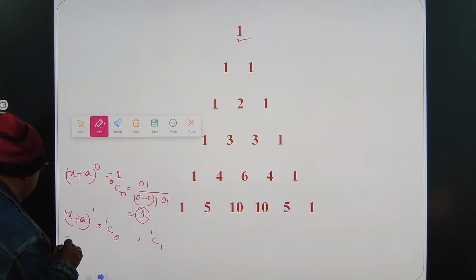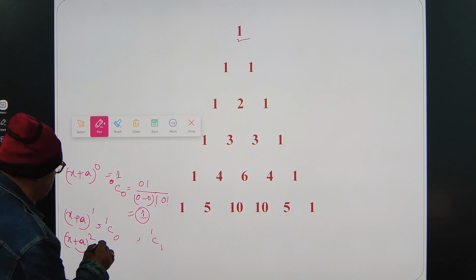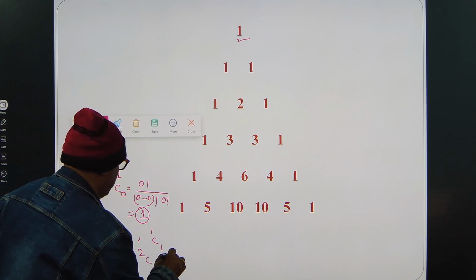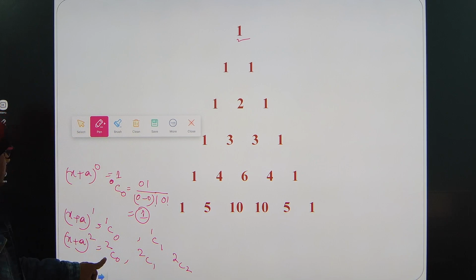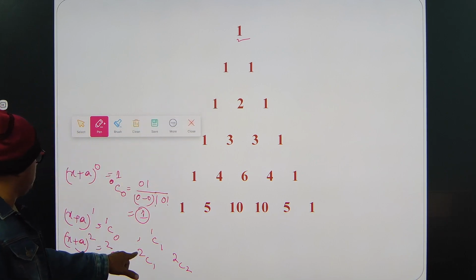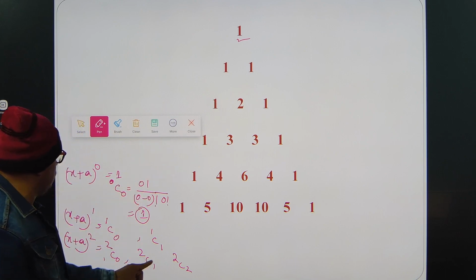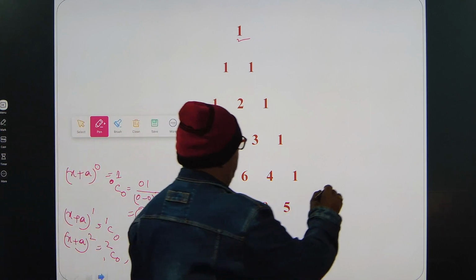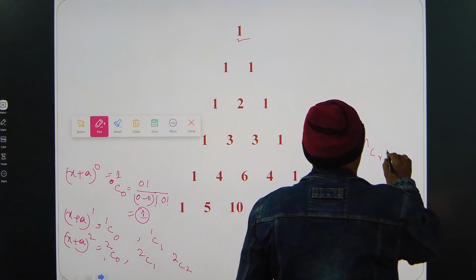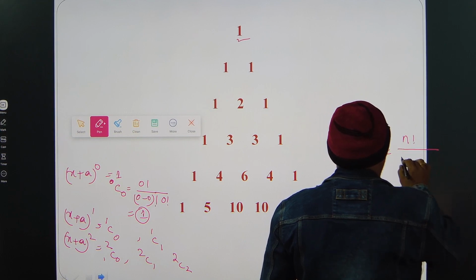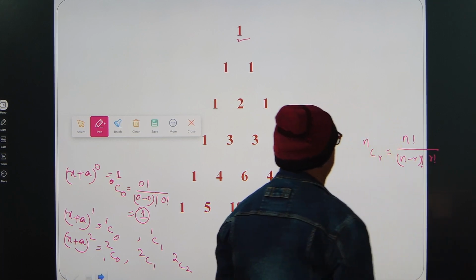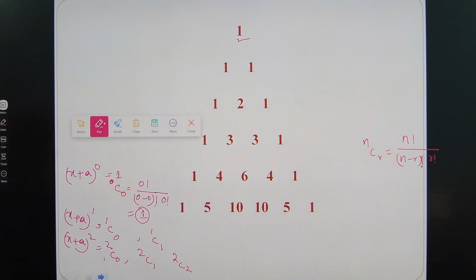In case of x plus a to the power 2, that is equal to 2c0, 2c1 and 2c2. 2c0 value is 1, 2c1 value is 2, 2c2 is 1. How? We have known that nCr equals to n factorial divided by n minus r factorial into r factorial.